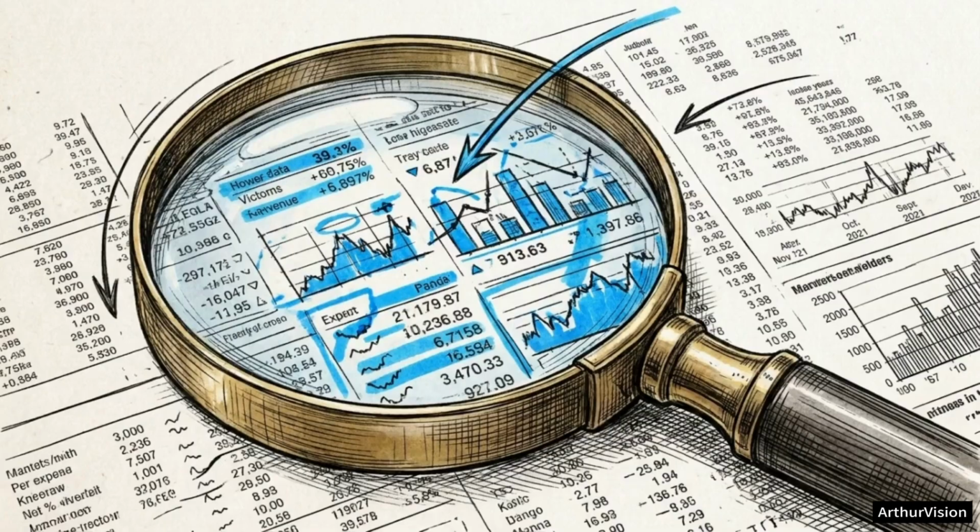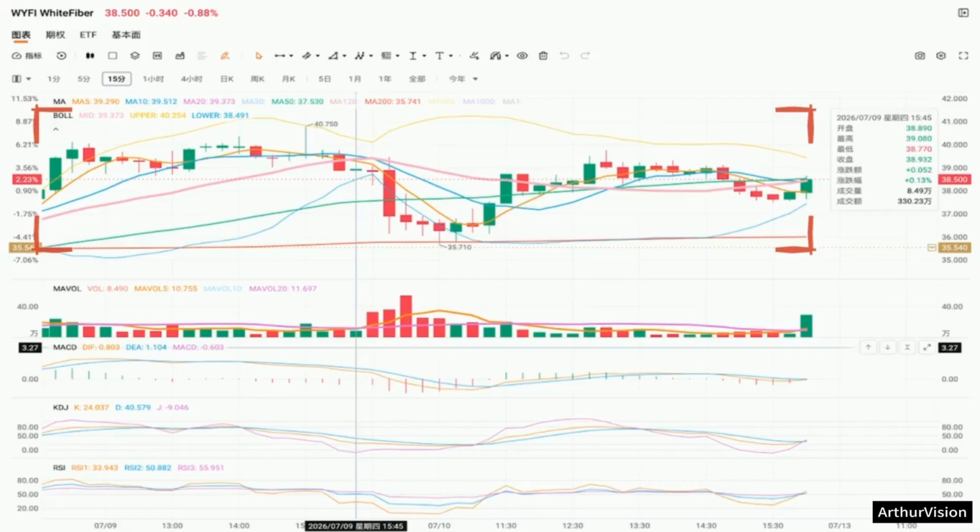This 15-minute timeframe for WYFI reveals the internal mechanics of that daily consolidation. The price is trapped in a volatility box, capped at $40.75, with a hard floor at $35.71. Down below, KDJ and RSI subcharts remain stuck in the middle of their ranges, showing no clear directional dominance.